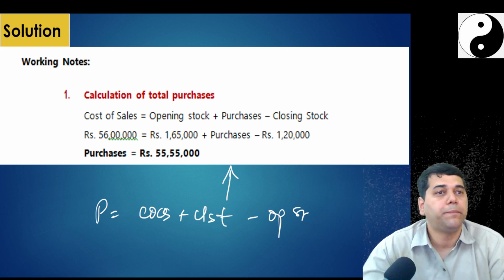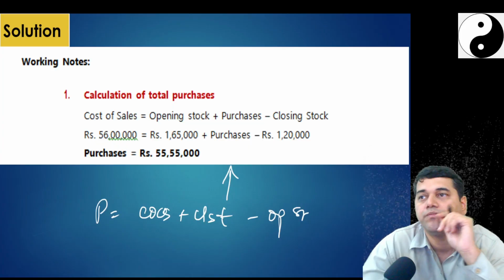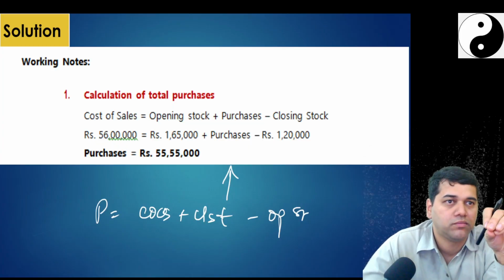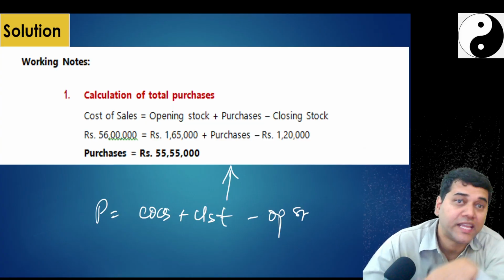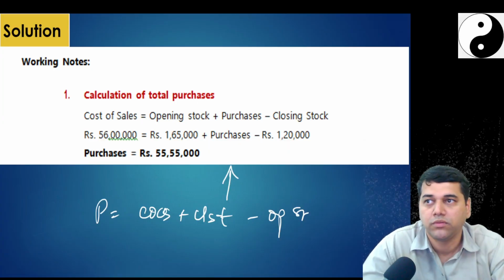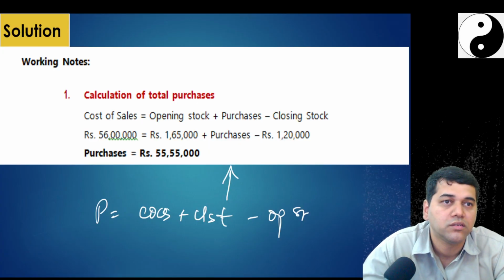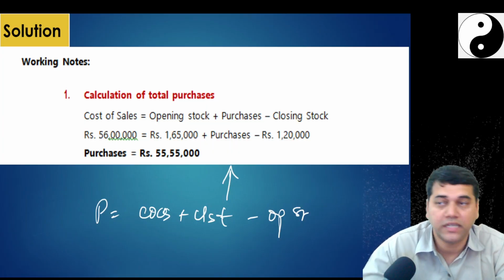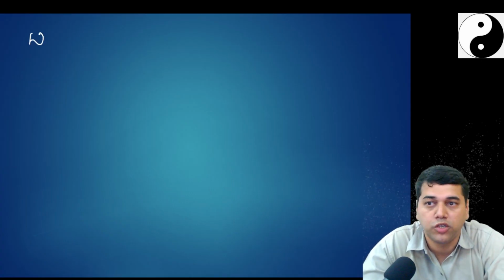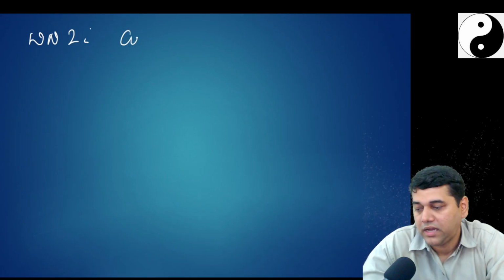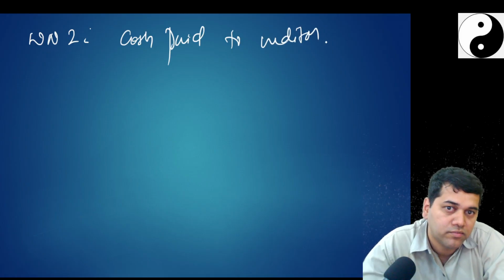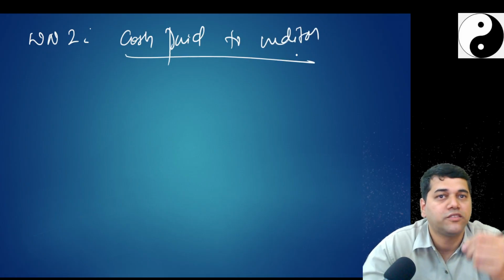Yes, now to prepare the direct method, I told you two things. One, if the marks are very small and if they ask you the entire cash flow statement, on the face of the cash flow statement only, in the brackets you do the amount. What did they ask you here? 8 marks question, and they said cash flow from operations only. So prepare working note number 2, cash paid to creditor. Understood, no? Otherwise we would have done this on the face.